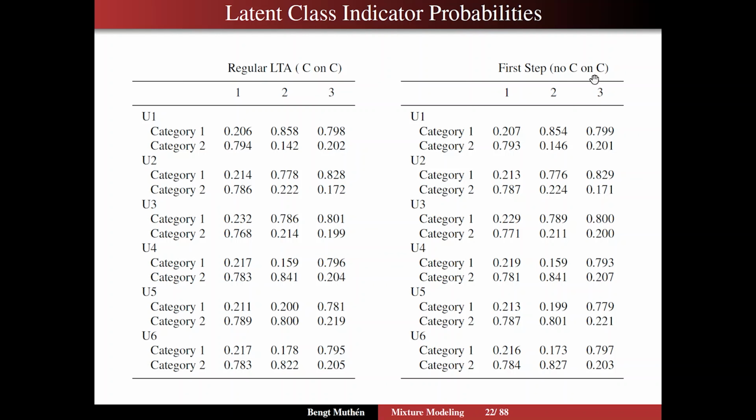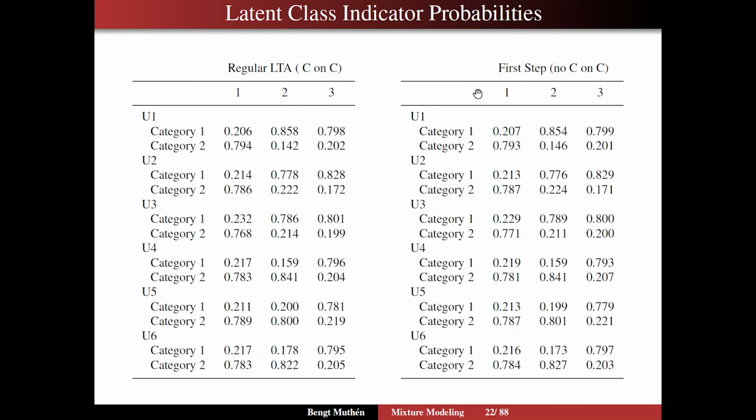And comparing that then to the first step, or stage A, of the multi-step analysis, where we have no C on C, you see that in this case the two solutions for the measurement model are very much the same, very similar. 794, 793, 786, 787, etc. And in this case they're similar because the data are generated to fit the model, a model exactly like this, whereas in real data you may have a discrepancy between these two.